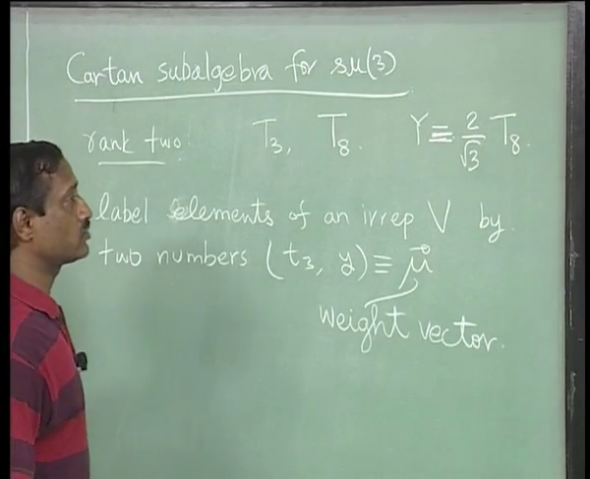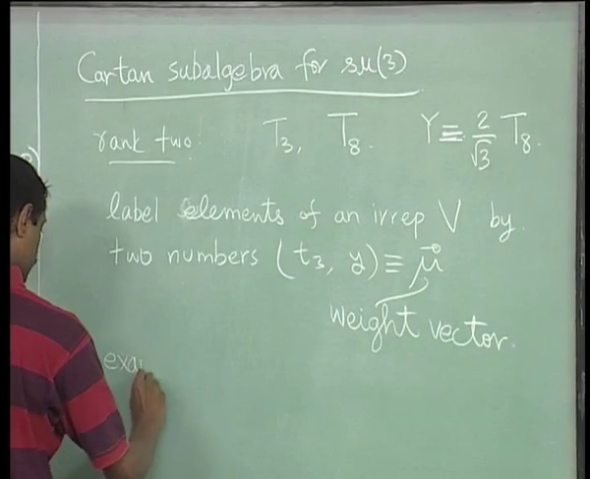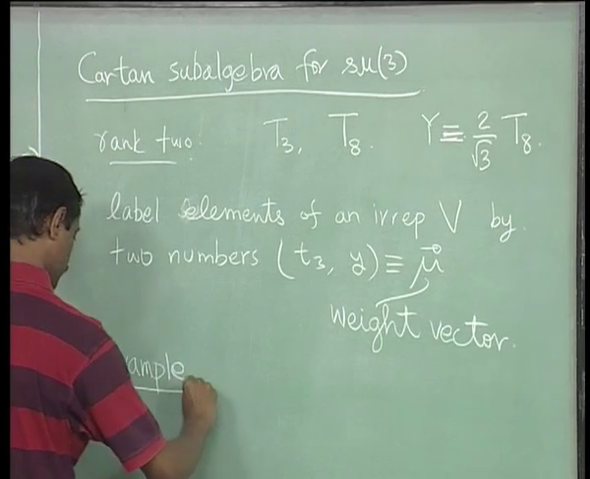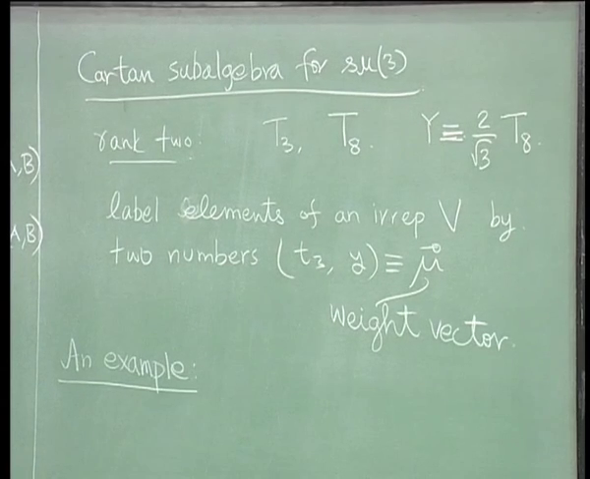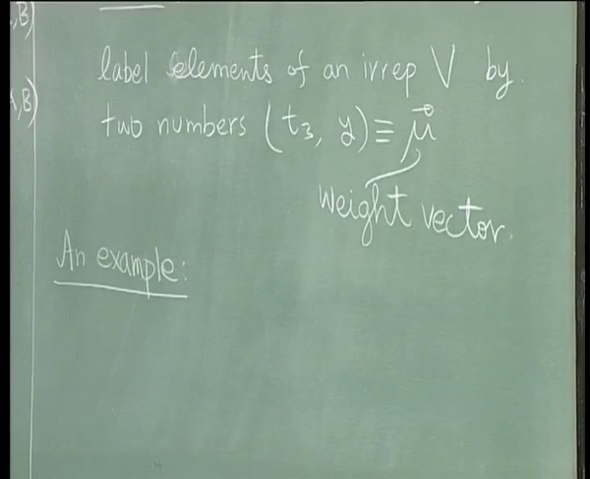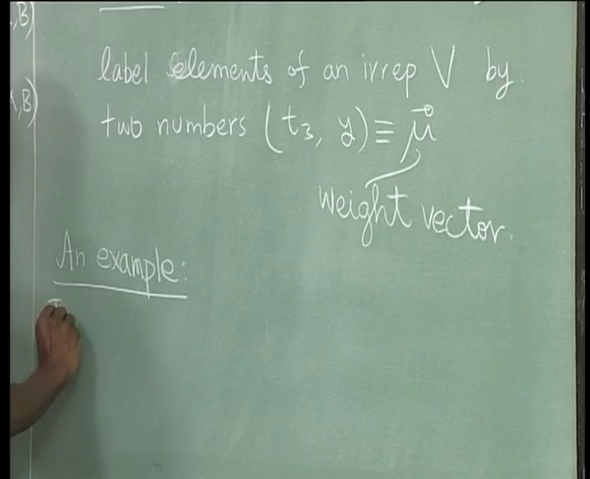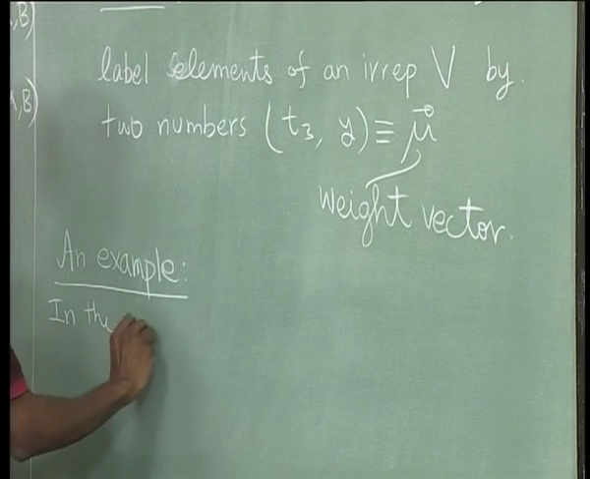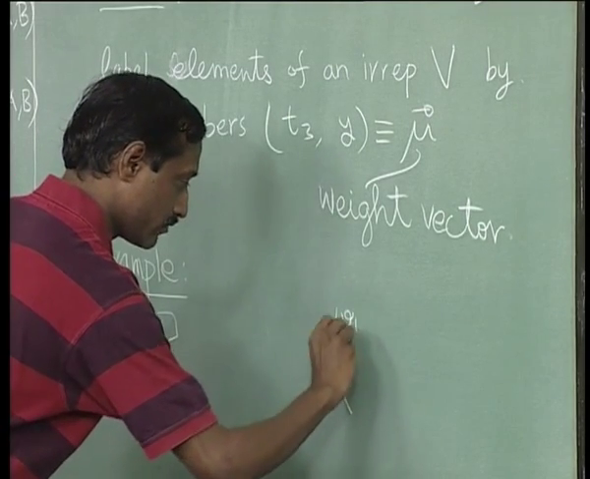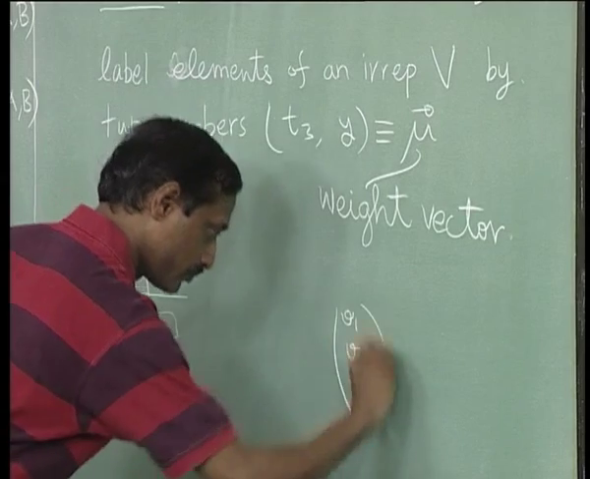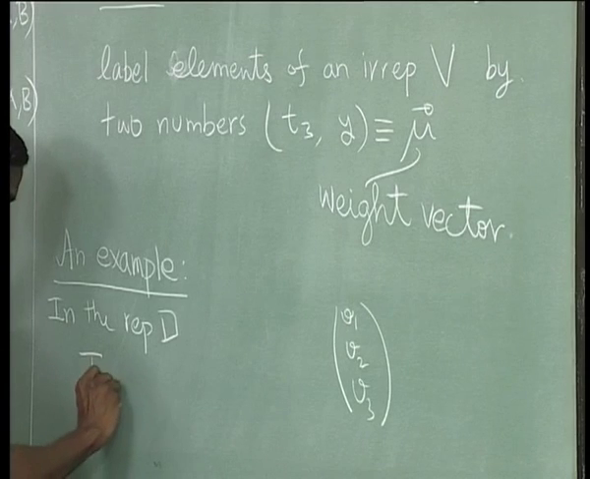So what I am going to do now is to take an example. The easiest one would be just asking in the 3 representation, in the representation box, the vector space has 3 elements, which we will write as V1, V2, V3, and so the question is how does T3 act. Can you remind me what T3 is?